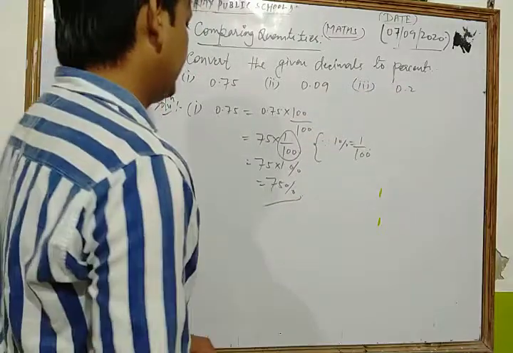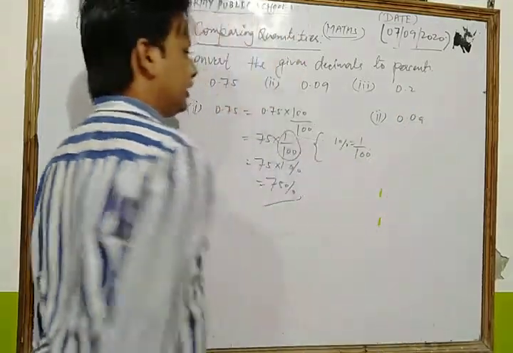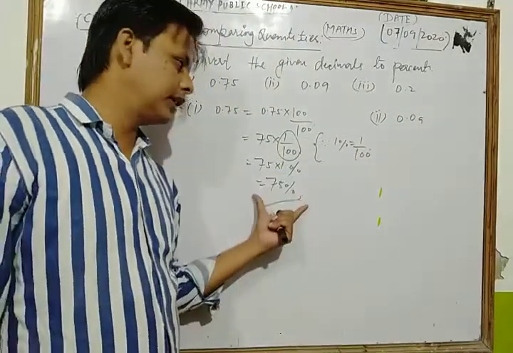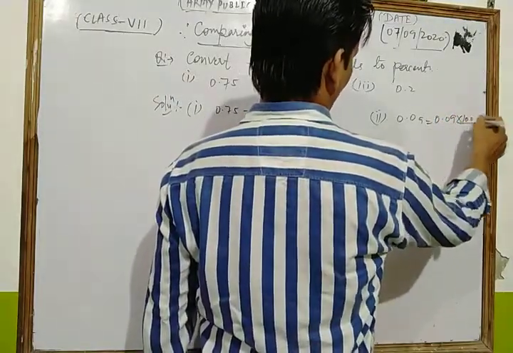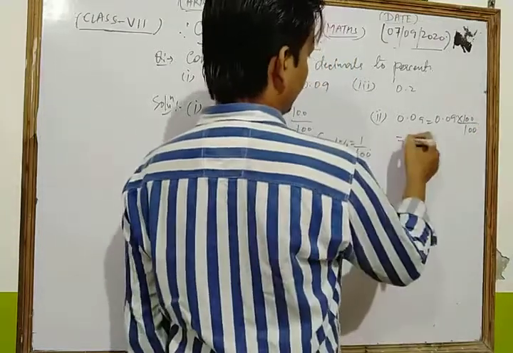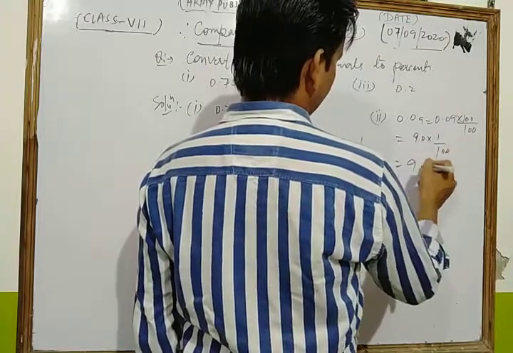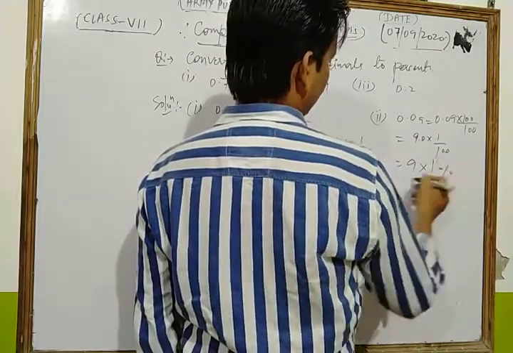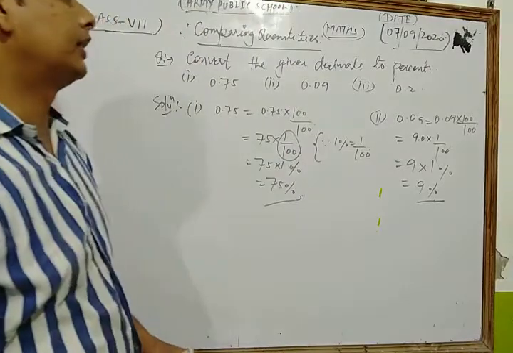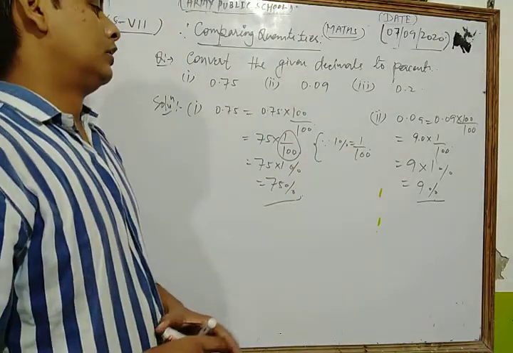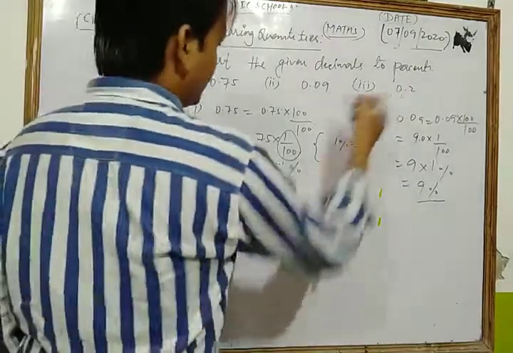Now we take and solve the second part of this question, which is 0.09. Dear students, this question is also solved in the same way. We multiply by 100. So we get 9 into 1 upon 100, that is 9 into 1%, that is 9%. So we can write 0.09 as 9%.